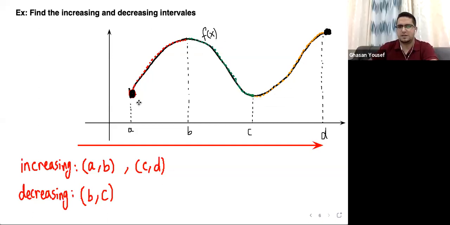Yes, exactly. From A to B and from C to D increasing, because as we start from the left to the right, we see here the function goes up, up, up like a mountain until this point, then goes down until the C point, then goes up again until this point. So the increasing intervals are from A to B and from C to D, and decreasing from B to C.